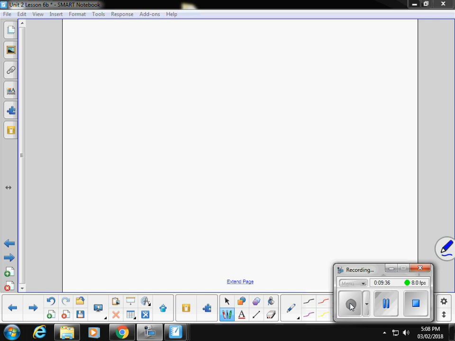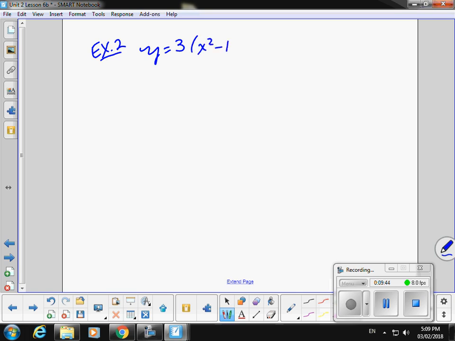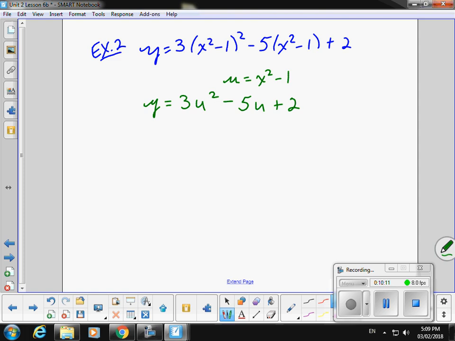If I had the function y equals 3 times (x squared minus 1) squared, subtract 5 times (x squared minus 1), plus 2. I don't know why you would, but if you did, you can say, oh man, that is just too much work. But I could replace x squared minus 1 and call it u. So that really I have a function that's much more simple. I have 3u squared subtract 5u plus 2. And that's easy to deal with.